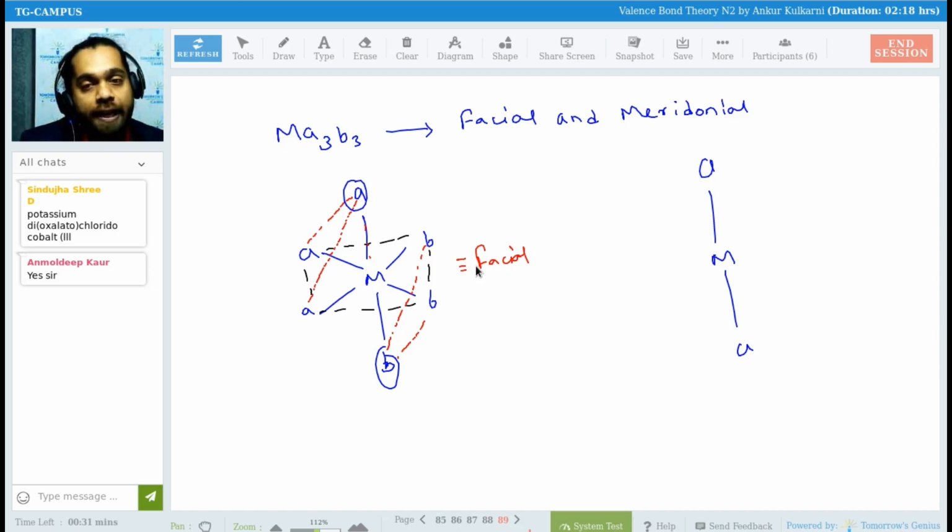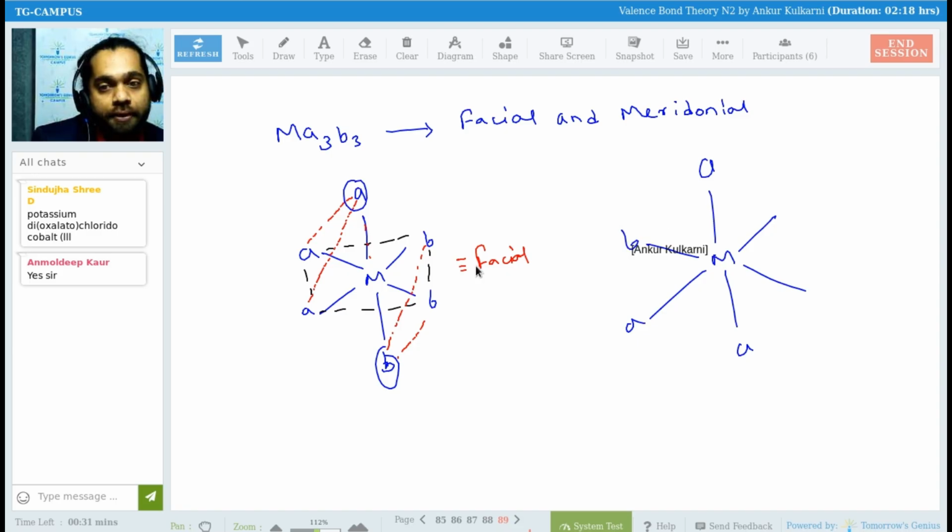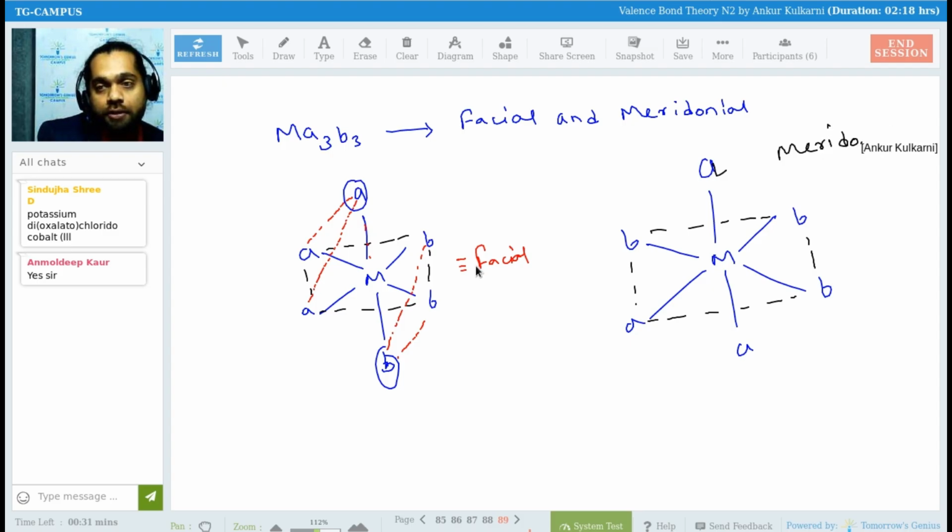Then make another A anywhere you want. So let us say I have made an A over here. Then B, B, B. So they are not at a single face now. They are not at a single face. Are you getting it, everyone? This is your meridional.